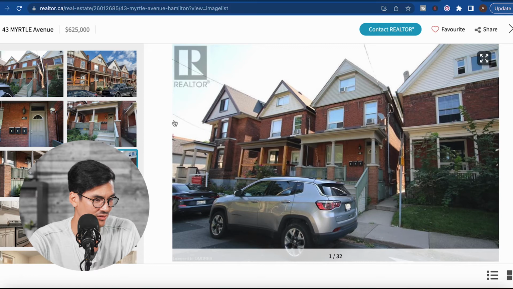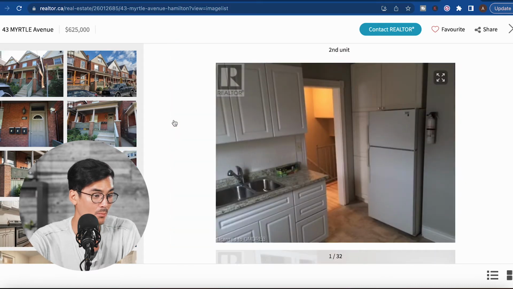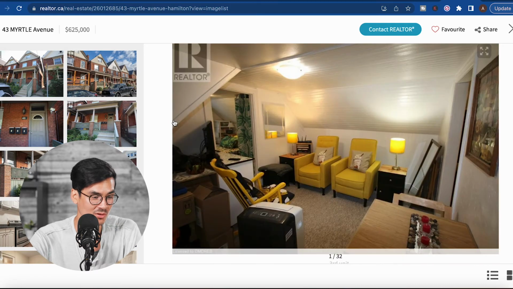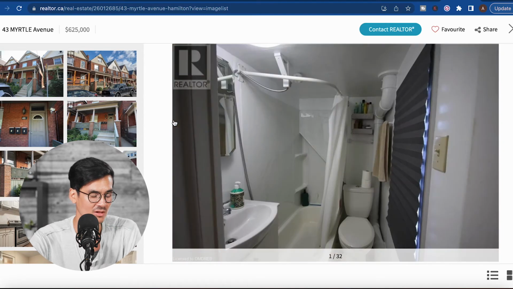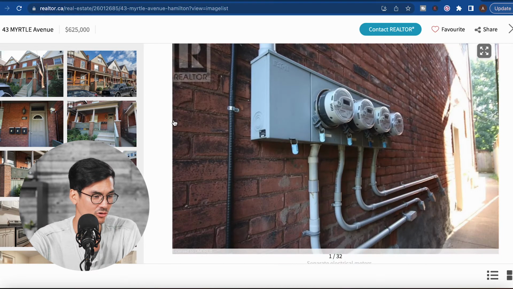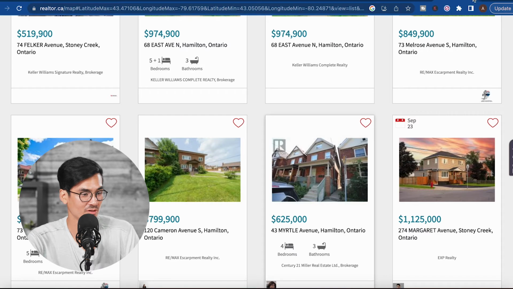It has 3 mailboxes. It says it has 4 separate hydro meters. Now, most of the time when we see 4 separate hydro meters, it also means that this place is legally recognized, because they're not going to install multiple hydro meters like this. So this property may be legal based off of what they're saying here.